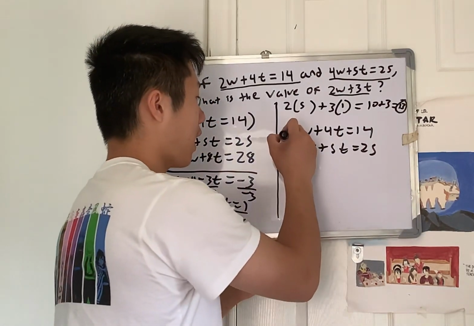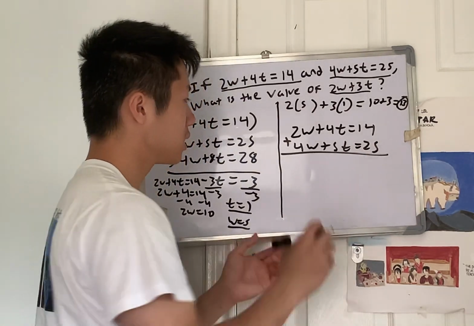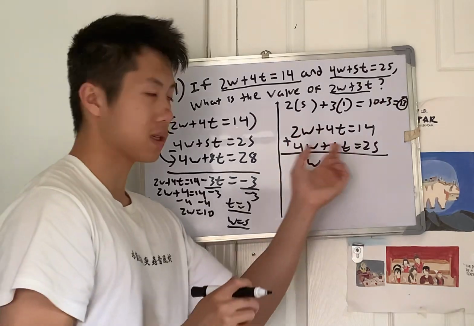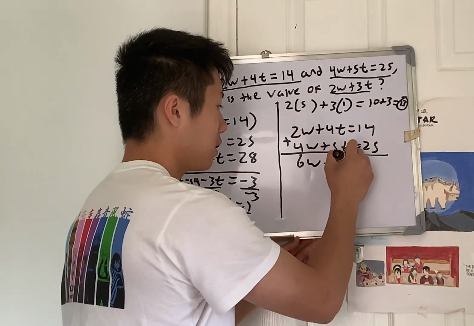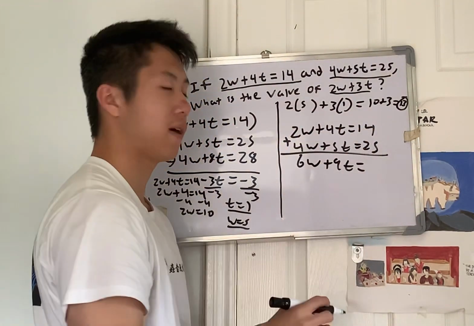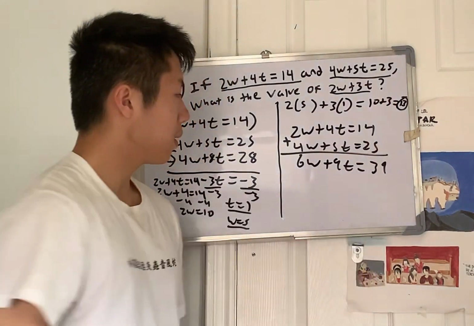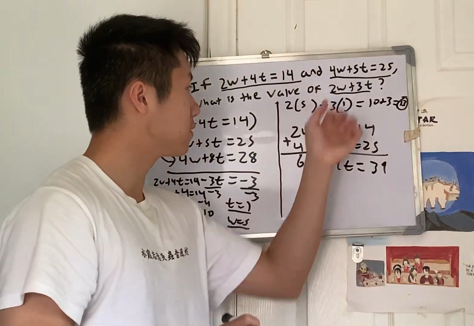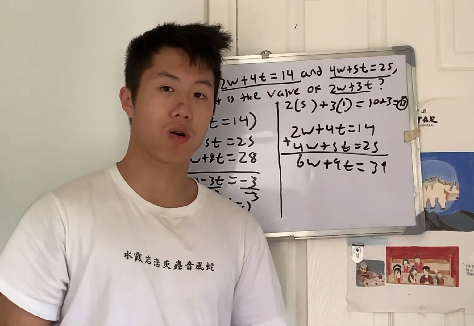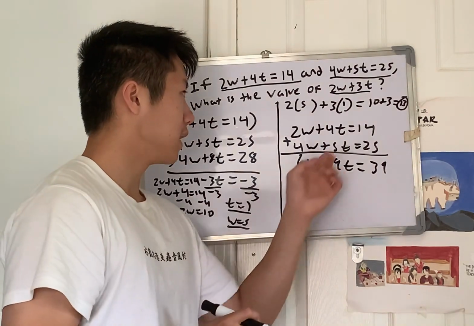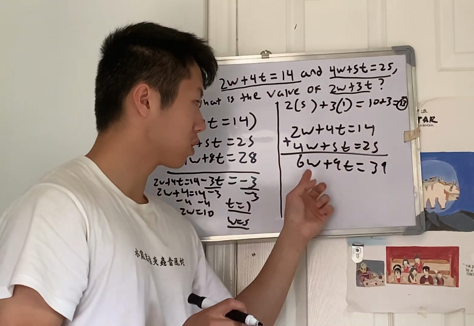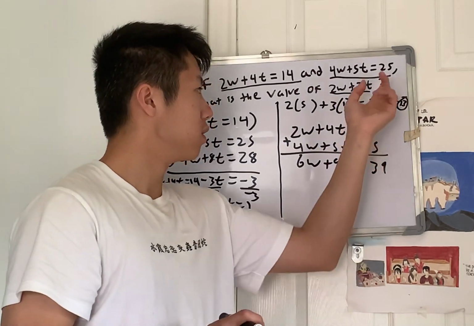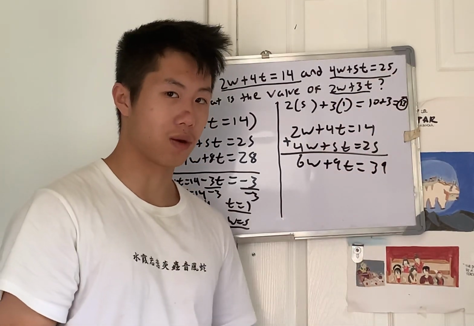The trick is you want to add the equations, and when you add the equations, what do you get? 2w plus 4w gives us 6w, 4t plus 5t gives us 9t, and that's all equal to 14 plus 25, which is 39. At first, you might be looking at this and saying, what does 6w plus 9t is equal to 39 have to do with 2w plus 3t? Now, this is all in factors, because I see 2w times 3 is 6w. 3t times 3 is 9t.